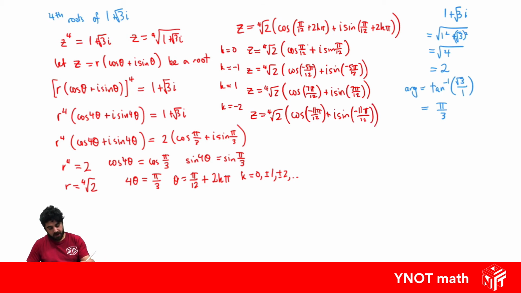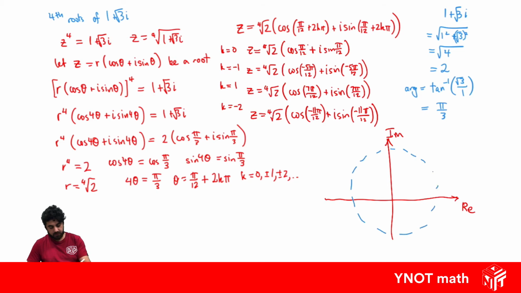We're going to plot these on the Argand diagram just so we can see what's going on. Now, just going to do a rough plot with a real and imaginary axis. Now, all of these lie on a circle where the radius equals the 4th root of 2. Always, they're all evenly spaced.